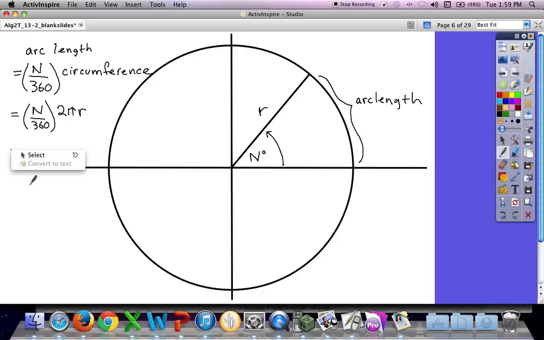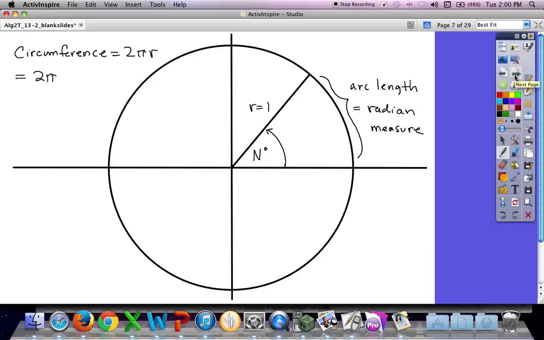Now, what do you think happens to the arc length when the radius changes? It's got to change with the radius, right? If you put in a bigger radius, you're going to get bigger arc length. If you put in a smaller radius, you're going to get a smaller arc length. You get more chance in this next slide.